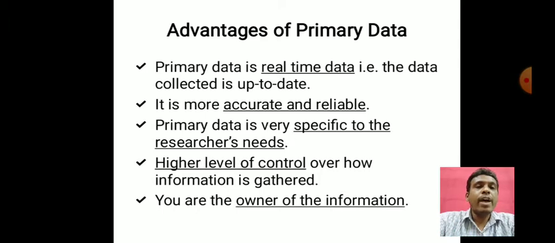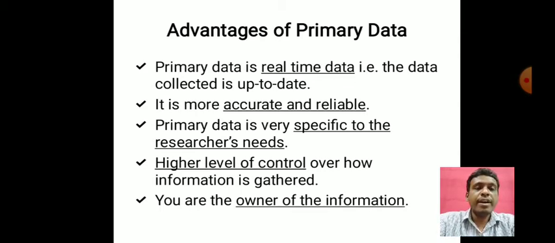Then we have one more advantage, that is, you have a higher level of control over the flow of information, or how the information is gathered. All the techniques which you want in your research will be used. Whereas with secondary data, we don't know exactly what techniques were used to collect the data. Whatever techniques were used, we accept that in secondary data. We cannot change the technique now because we cannot go to the past and change it.